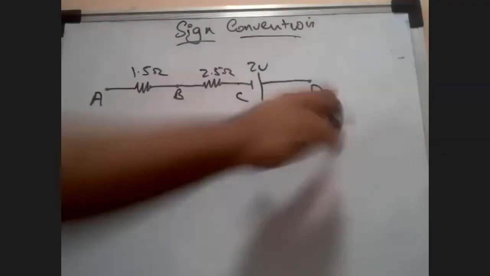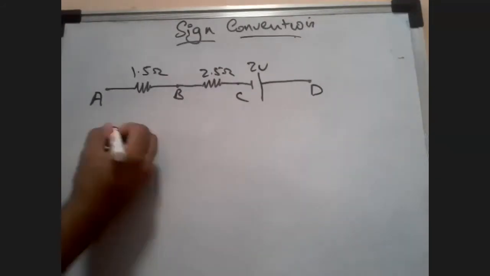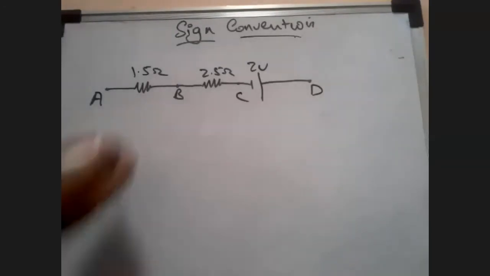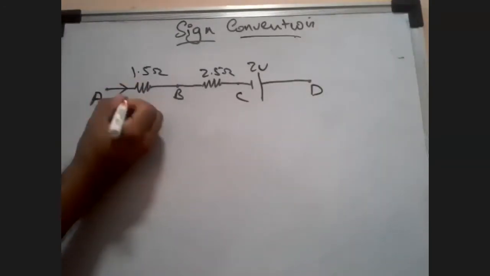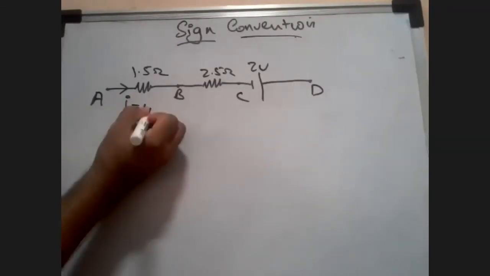Okay, A to D. Tell me the potential between A and D. How can I write the equation? Current's direction is important. If current direction is not given to you, you take your own direction of the current. It doesn't matter. Let me say the current direction here is I, and this I is basically 1 ampere.